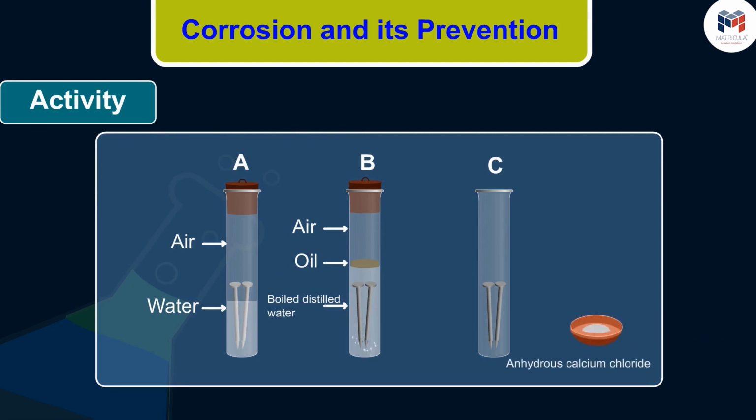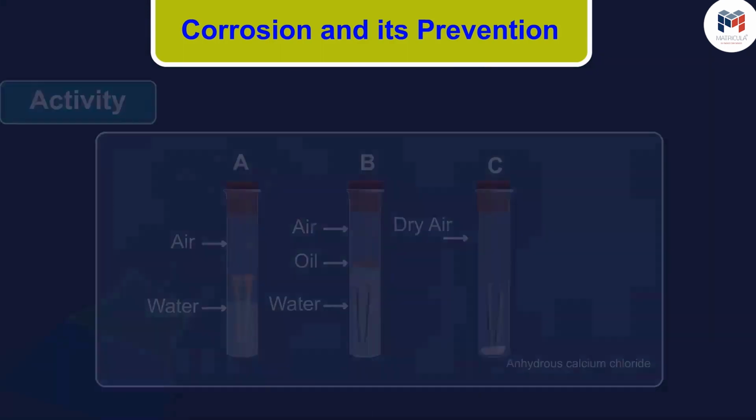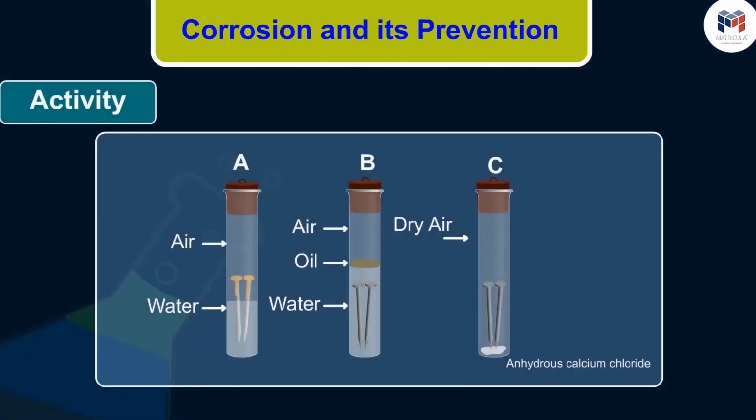4. Put some anhydrous calcium chloride in test tube C and cork it. Anhydrous calcium chloride will absorb the moisture, if any, from the air. Leave these test tubes for a few days and then observe. You will observe that iron nails rust in test tube A, but they do not rust in test tubes B and C. In the test tube A, the nails are exposed to both air and water. In the test tube B, the nails are exposed to only water. And the nails in test tube C are exposed to dry air.